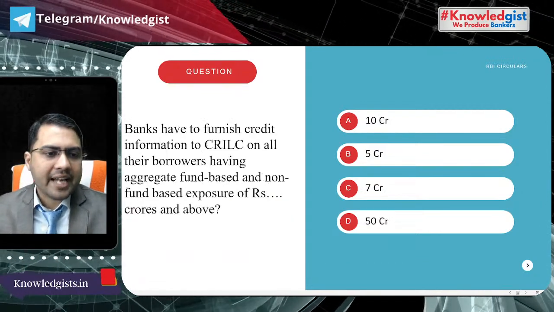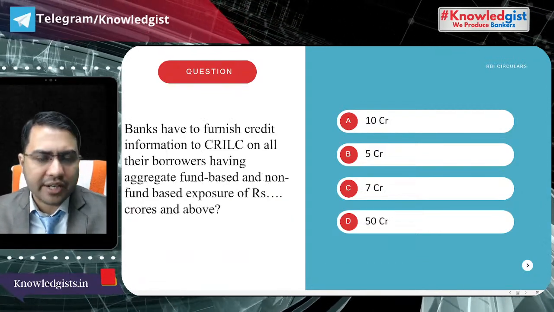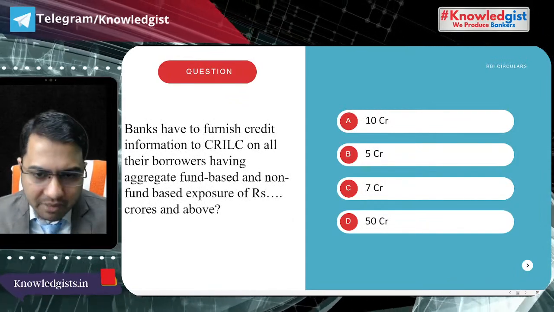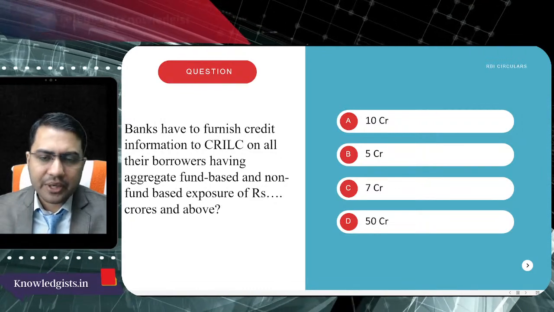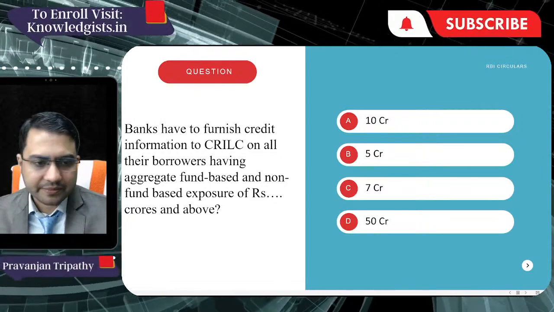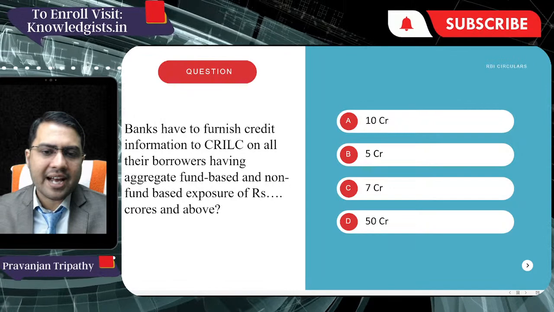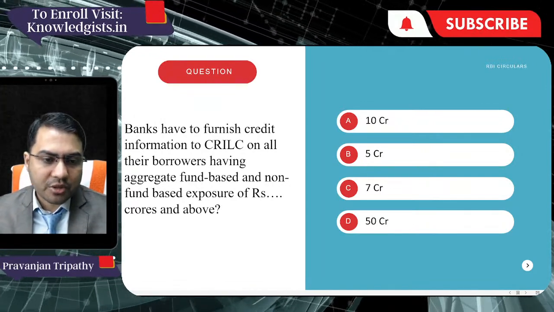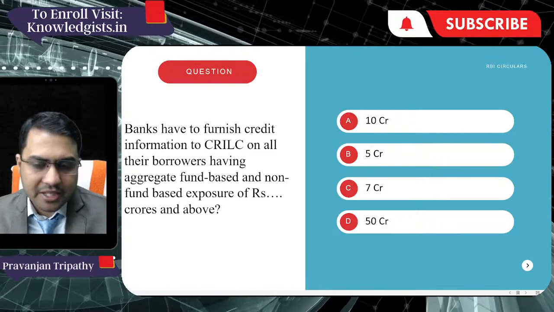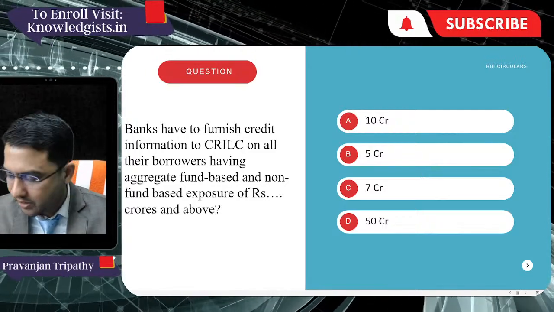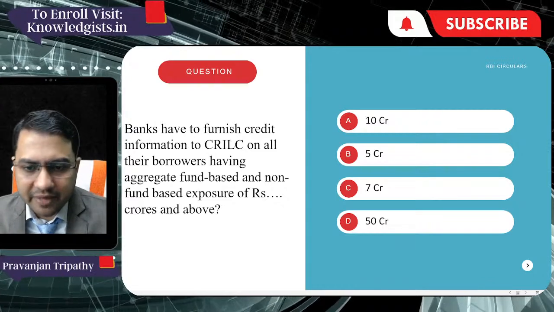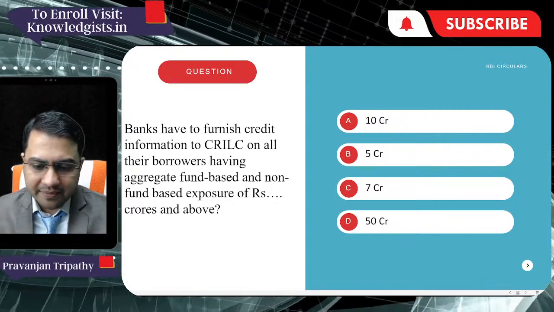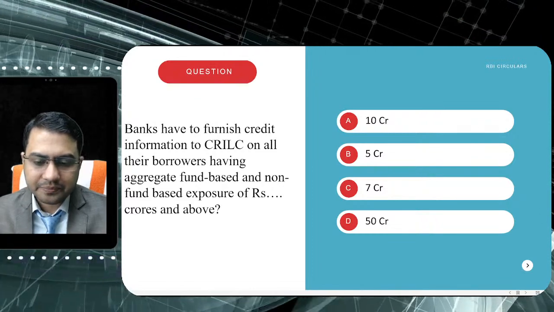Okay, so banks have to furnish credit information to credit. So what is the large credit, after which amount of loans or advances will it be treated as a large credit? Which one is a large credit? We talk about credit. So tell me, what should be the fund based or non-fund based exposure? Aggregate fund based and non-fund based exposure exceeds the limit: 5 crore, 7 crore, 50, 10.